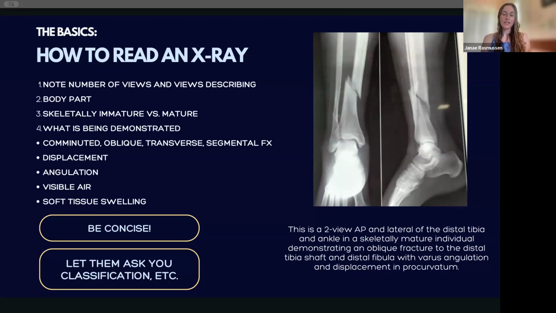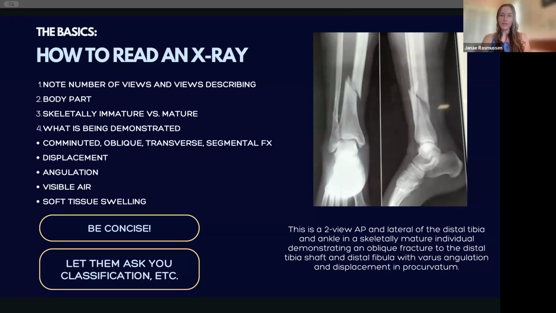One of the common mistakes that I see is that students will start reading an X-ray and get word salad. They just start talking and talking and talking, and then they start throwing in, oh, and it's this classification. Sometimes just take a breath, because what you want to do is read the X-ray, and even if you know the classification, don't tell them that. Let them ask you, because you will look way more impressive if they ask you about a tibial plateau fracture and you read it correctly, and then they say, well, what's the Schatzker classification? And then you say that. That's going to look way better than throwing out a whole bunch of words, speeding through it, and then feeling completely overwhelmed in that moment.